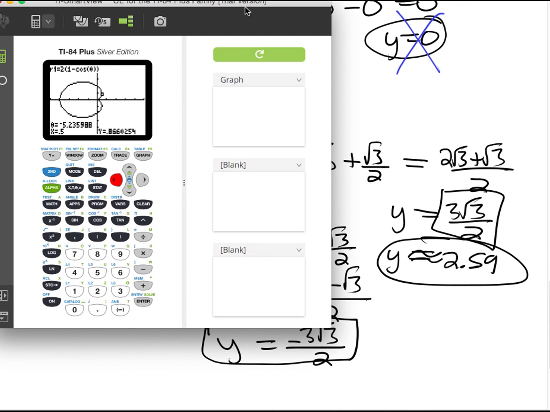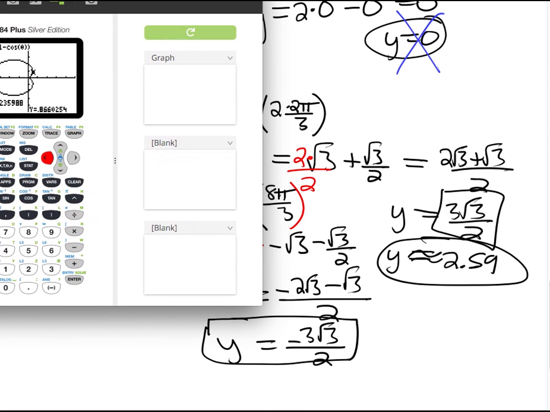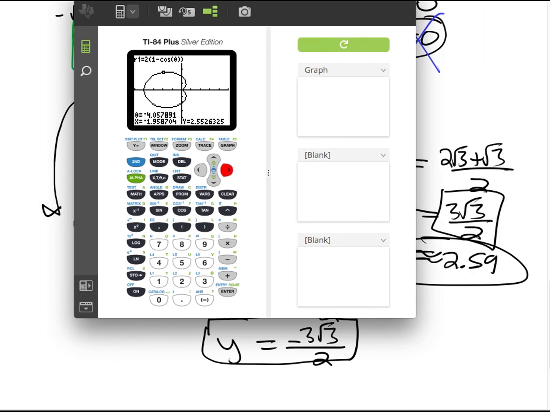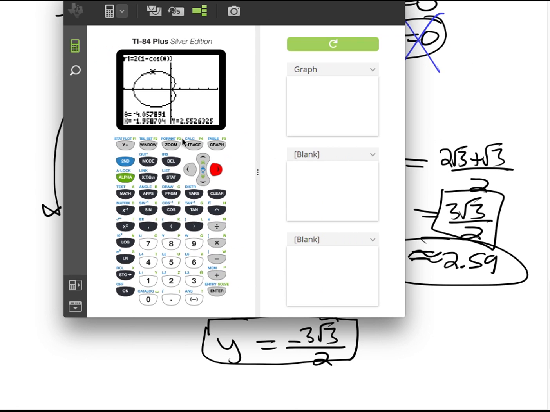And then down here, the only other horizontal tangents we got were this 3 square root of 3 over 2 thing and its negative counterpart. It does look like we have some symmetry. Let's scroll around and see if we get something close to 2.59 for the y. 2.55, 2.598. Totally, that's got to be it. That must be 3 square root of 3 over 2. Nice. And down at the bottom you can see there's another one at negative 3 square root of 3 over 2.